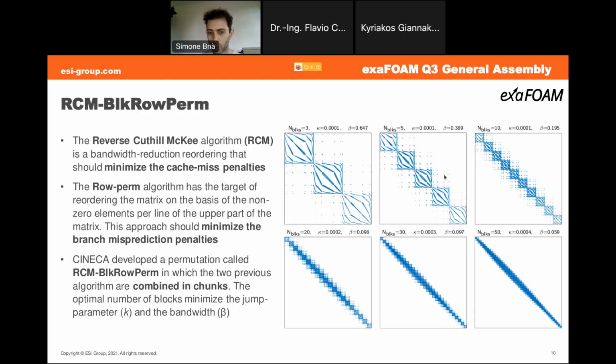Here is a graphical representation of what I said. In the picture on top left, you have 3 blocks. You see that the bandwidth of the matrix, beta normalized, is still high, while the jump coefficient is very, very low. If we use 50 blocks, the matrix approaching the full RCM permutation, the bandwidth represented by the beta parameter is now very small, 0.059, while the jump coefficient is still a very low value. So the jump coefficient increases very slowly with increasing number of blocks, while beta decreases very fast.